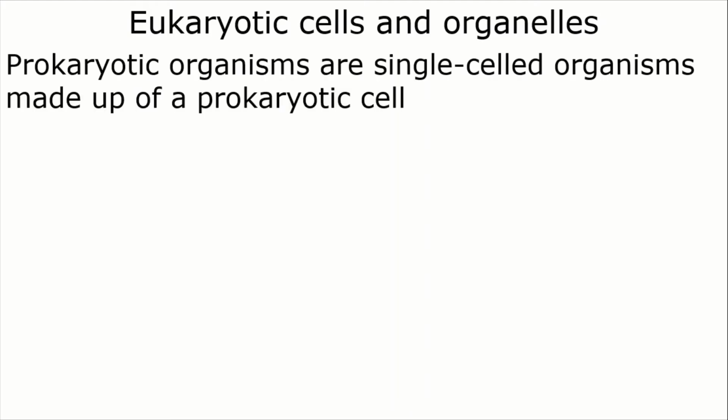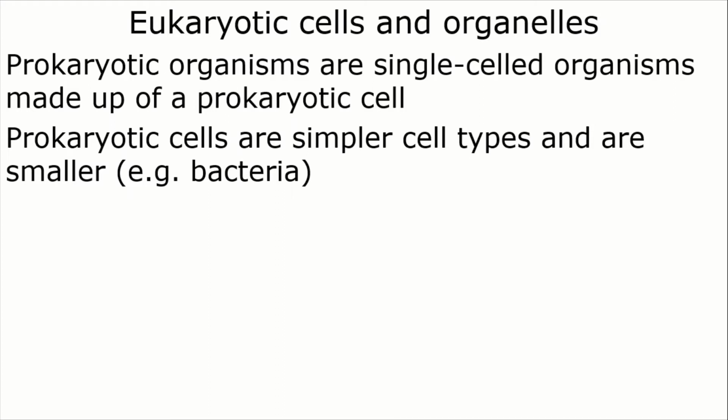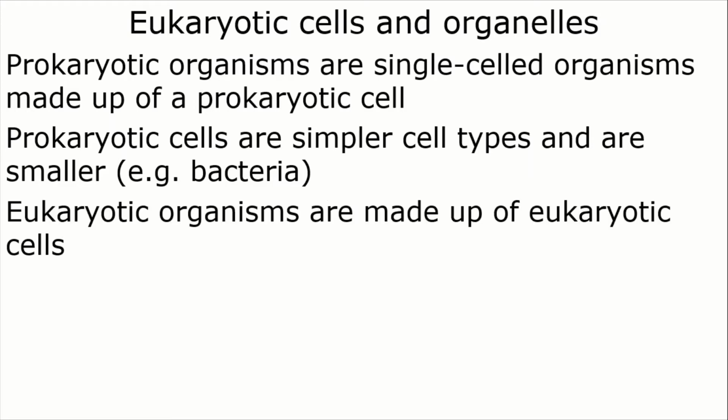Prokaryotic organisms are single-celled organisms, and they are made up of a singular prokaryotic cell. Prokaryotic cells are simpler cell types and they're smaller than eukaryotic cells. So let's look at a bacterium, for example. Bacteria are a much simpler cell type. They contain fewer organelles and they're much smaller, and one bacterium consists of one prokaryotic cell.